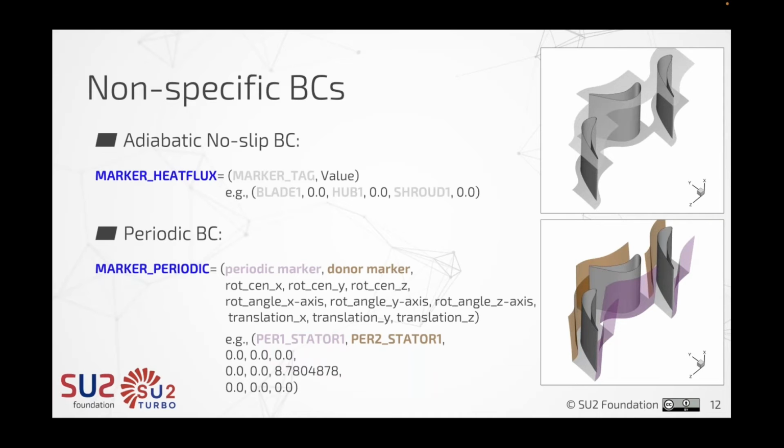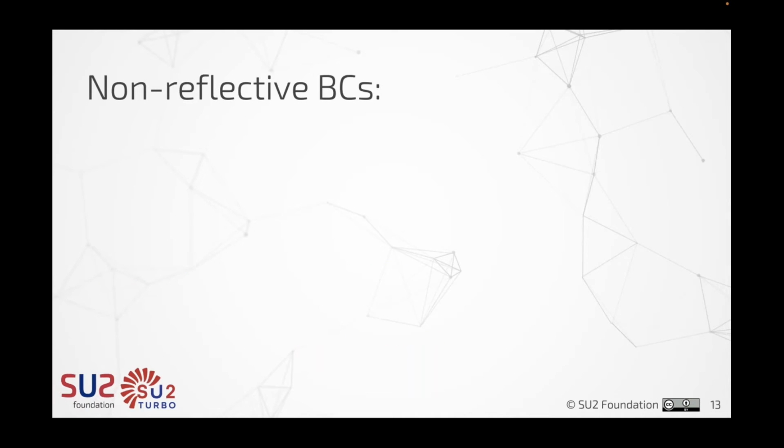If we were running a calculation for a linear cascade, then we wouldn't have a rotation, but instead we would have a translation here, in the sense that one periodic could be obtained just by shifting the other one in that direction.